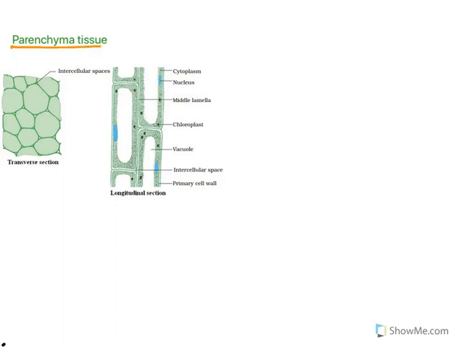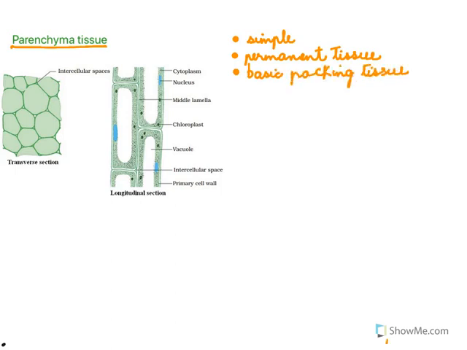The parenchyma tissue is a simple permanent tissue. It's called a simple tissue because the cells are all of the same type. It's a permanent tissue because it is unable to divide. It is also called the basic packing tissue, and this is because it is present in all the soft parts of the plants.